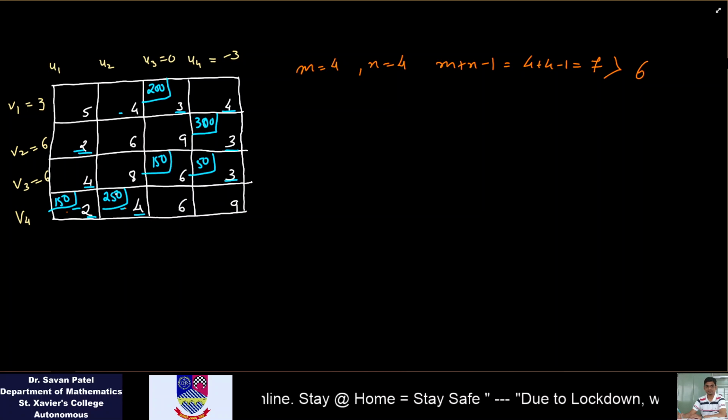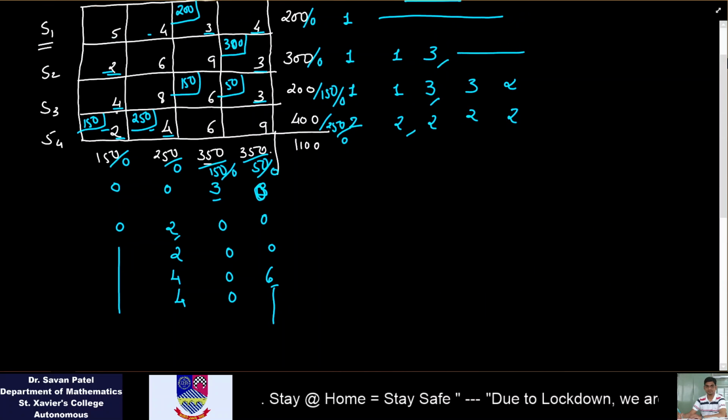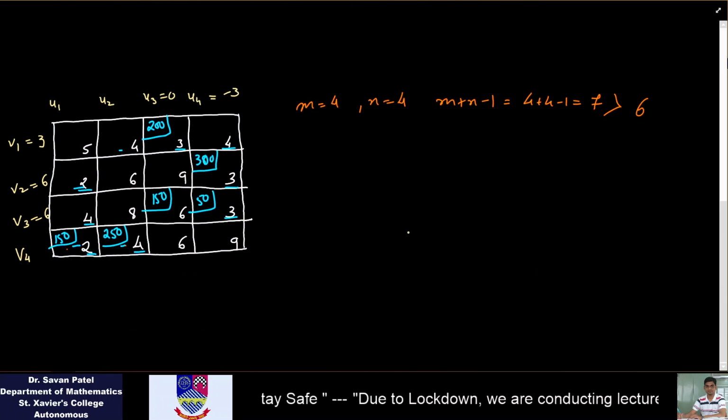Why is it happening? That is because when we tried to allocate this 250, at two places we got 0 simultaneously, here as well as here. Both got 0 at the same time, and still we were left with this 150 to allocate. That is the reason why we are in this situation. This situation is called degeneracy in the transportation problem. And how to solve that degeneracy?